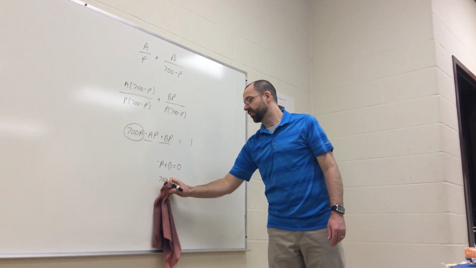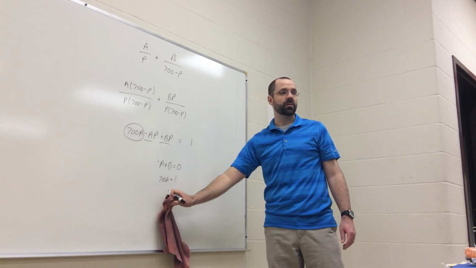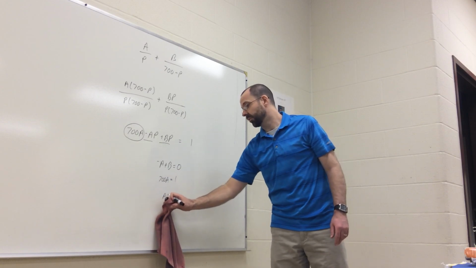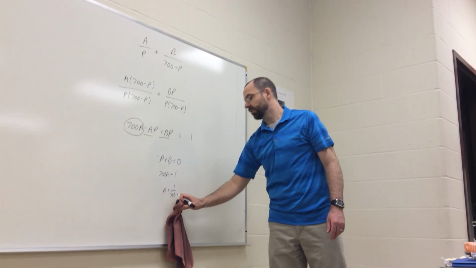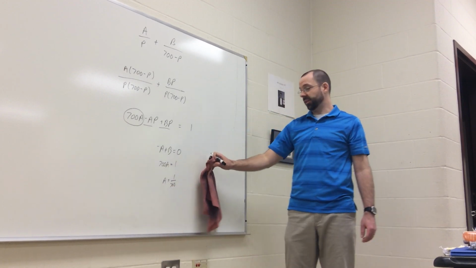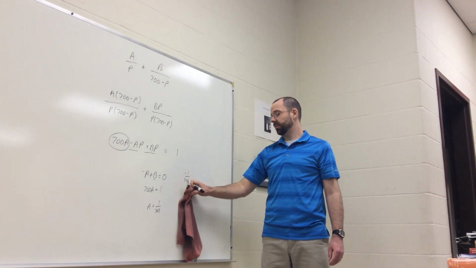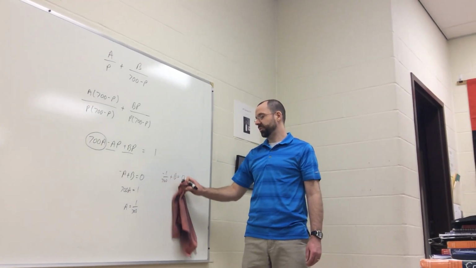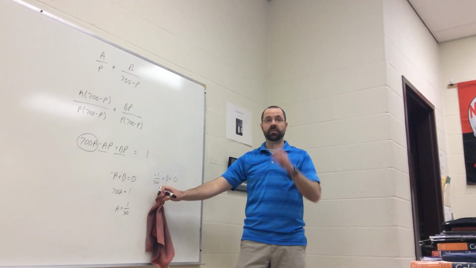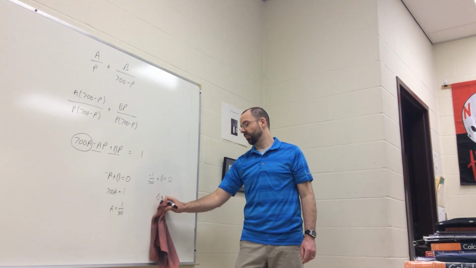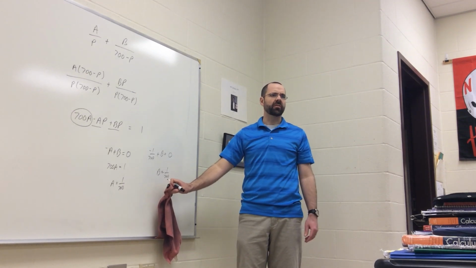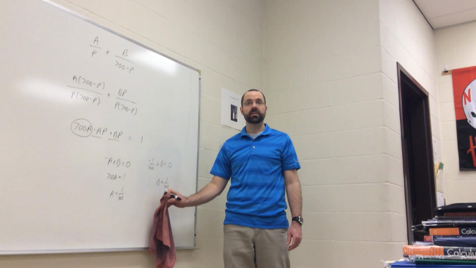So my other equation is 700a equals 1. Then that's easy to solve. You just divide both sides by 700. So a is 1/700th. And then we can plug into here to figure out b. So negative 1/700th plus b is 0. So then adding 1/700th to the other side, b is also 1/700th. That doesn't happen very often, but on this problem, the a and the b are the same number.